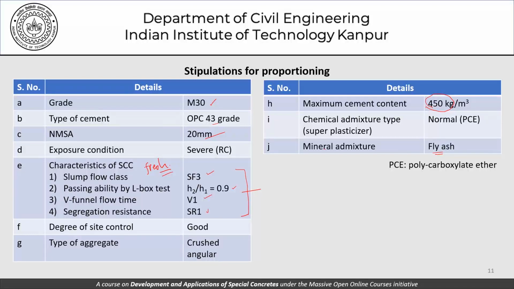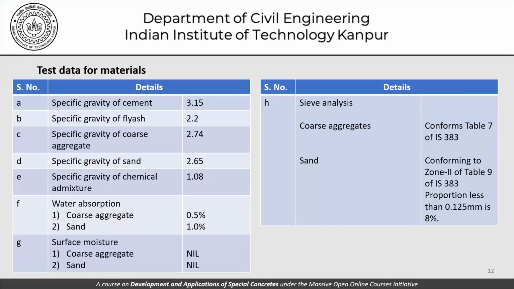Now this information is known to us as we start proportioning the self-compacting concrete mix. The details of the material available are here. Specific gravity of cement, fly ash, coarse aggregate, sand, chemical admixture, all these are known to you: 3.15, 2.2, 2.7, 2.65 and so on. Water absorption for coarse aggregate and sand is known to you. We say that there will be no surface water on coarse aggregate and sand. Sieve analysis is known to you for coarse aggregate.